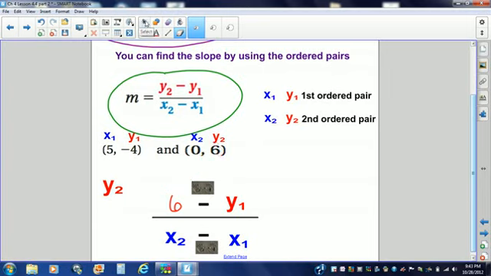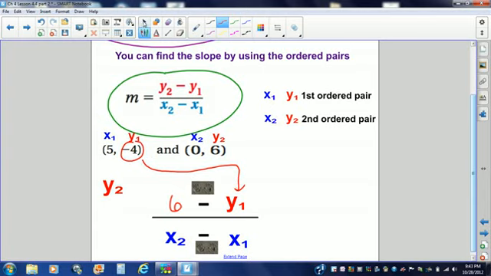Next thing I am going to do is put in negative 4 for y1. And you guys are going to say, what in the world's up with the picture? Here's what I'm thinking. A lot of you out there are going to try to put 4 right here. Thanks for playing. That is wrong. It is a negative 4.